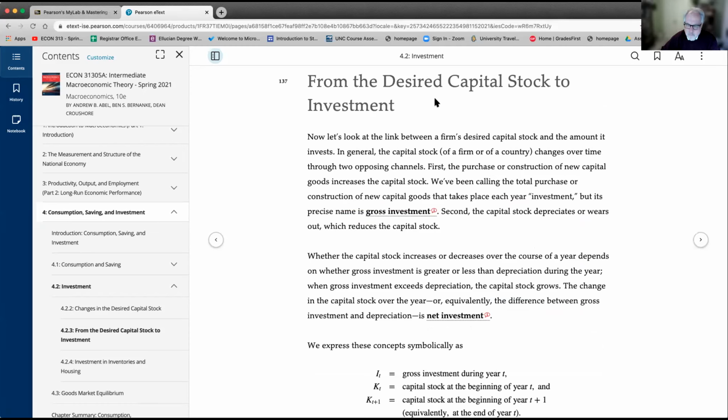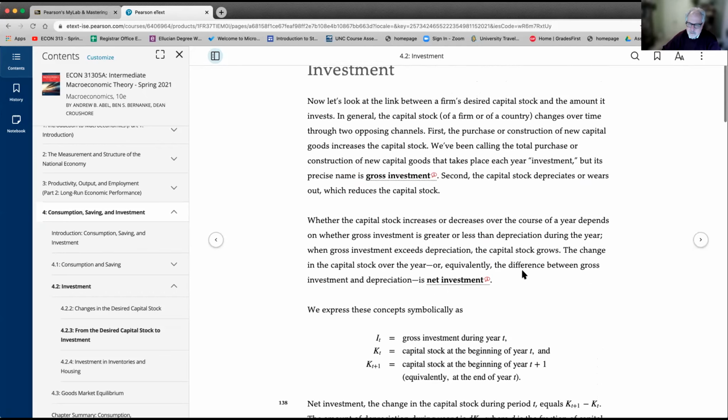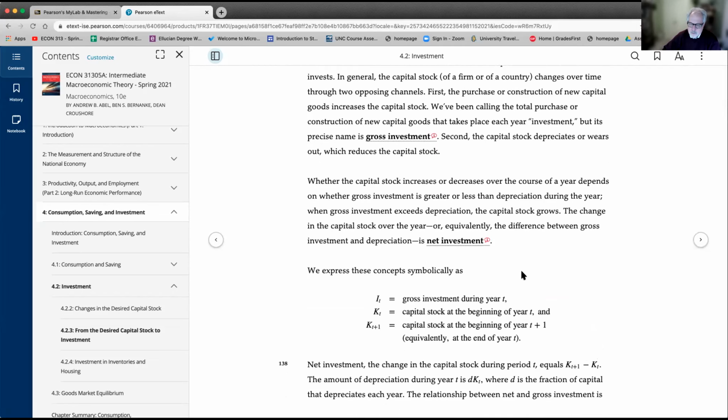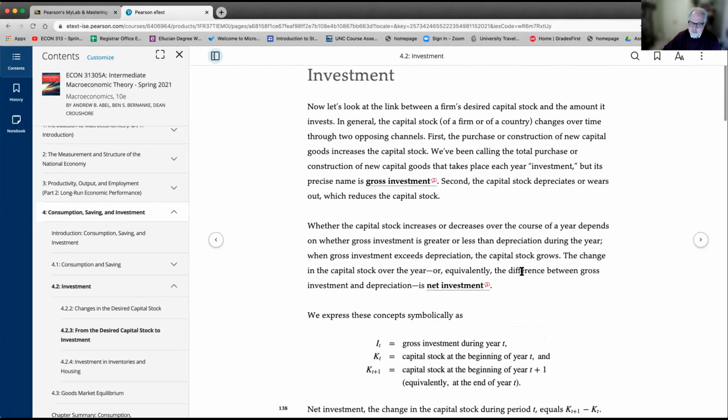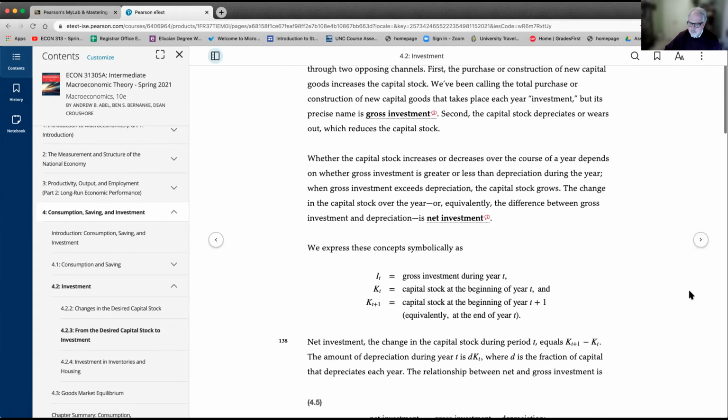So I've already said kind of the process here. How do we go from desired capital stock to investment? Anything that increases desired capital stock ultimately is going to increase the amount of investment. Partly because some of the machinery wears out, and you've got to replace that. If your desired capital stock is staying the same, you've got to replace that to keep it constant. And then if you want to increase it even more, then it requires purchasing even more capital.